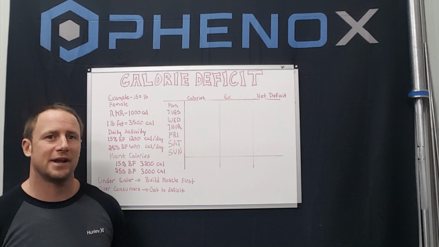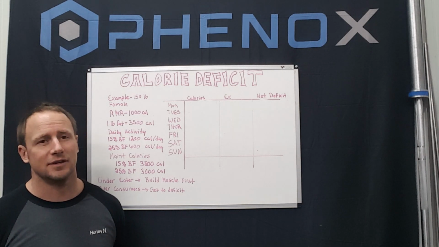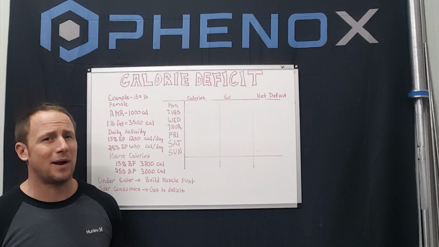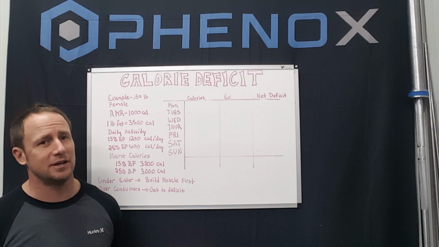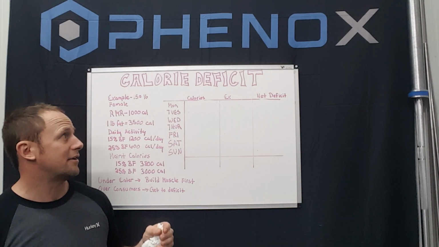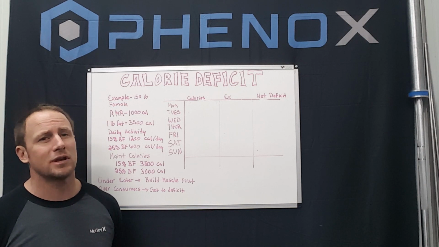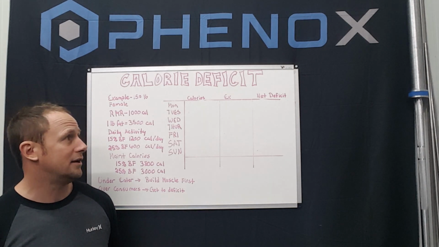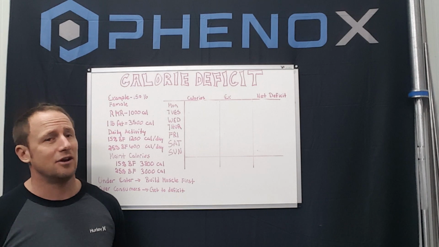So what I want to go over today is how to create a calorie deficit. This is going to be probably one of the most basic things that you need to get right. There's a lot of variables that affect this, but I want to keep this video pretty cut and dry. Try to keep it easy to understand.